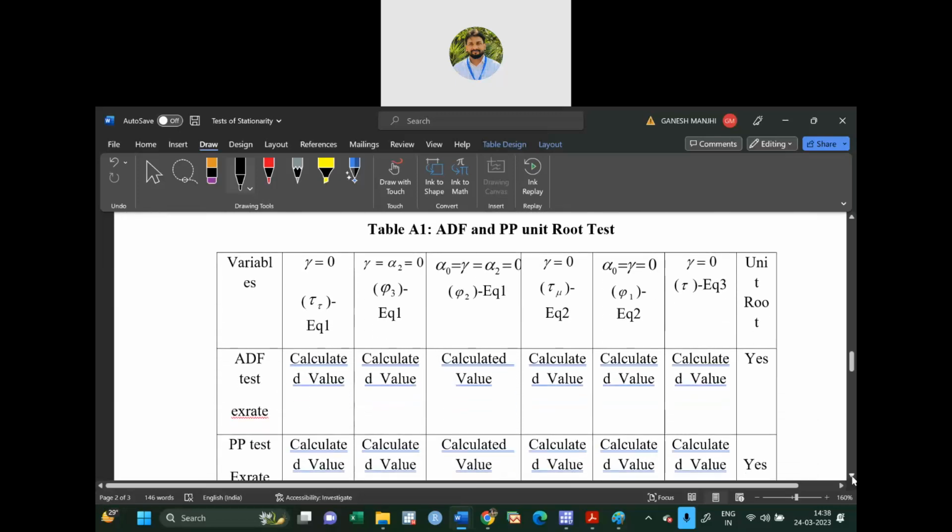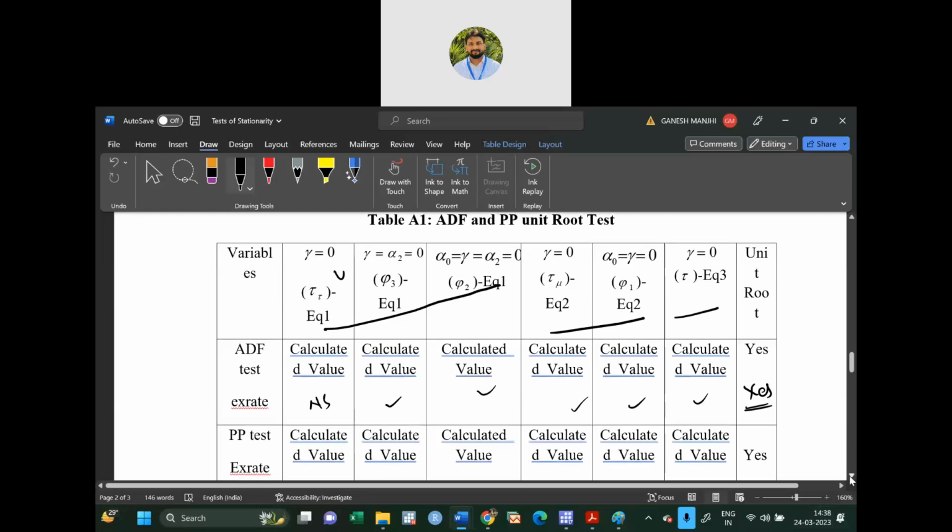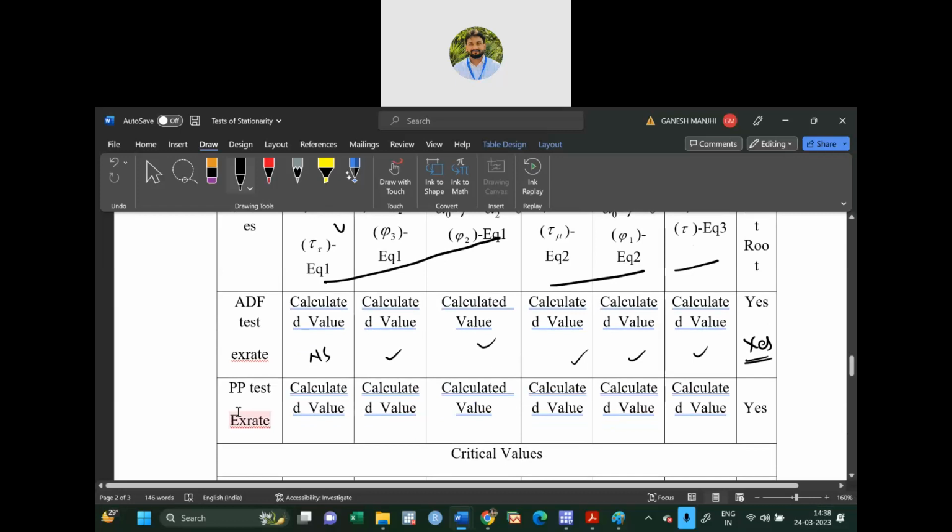Okay. So precisely in terms of tabulation, this is how you can present, right? So gamma equal to 0, tau test, gamma equal to alpha equal to 0, phi 3 test, and all this from equation 1, these 2 from equation 2, and this from equation 3. And if you find non-stationary in all of this, then you call yes, unit root exists. Okay. Similarly, you can do it for Phillips-Perron as well.